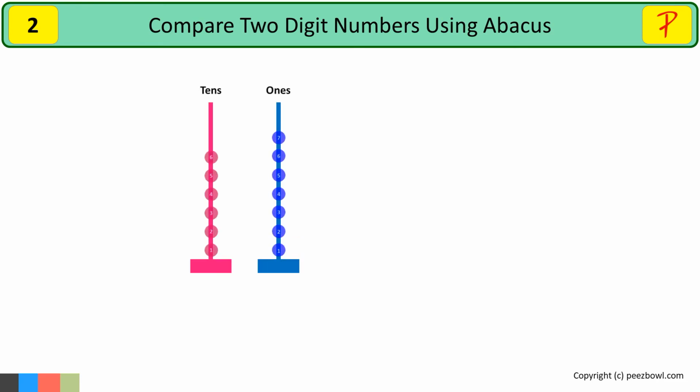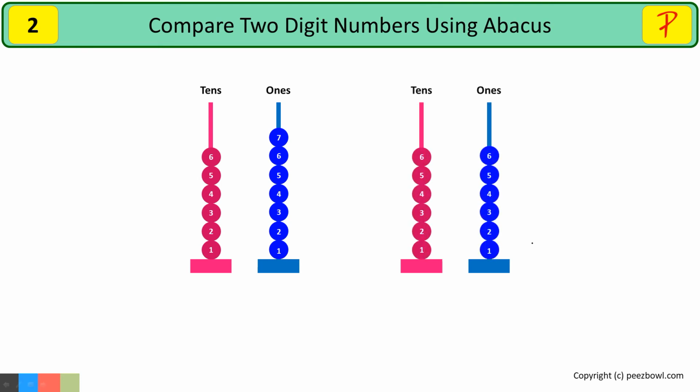In the first abacus there is 67, and in the second abacus there is 66. In this example also we will compare numbers at the tens place first. In the first abacus we have 6 at the tens place, and in the second abacus also we have 6 at the tens place. So when we have same numbers at the tens place, then we compare next smaller place value.